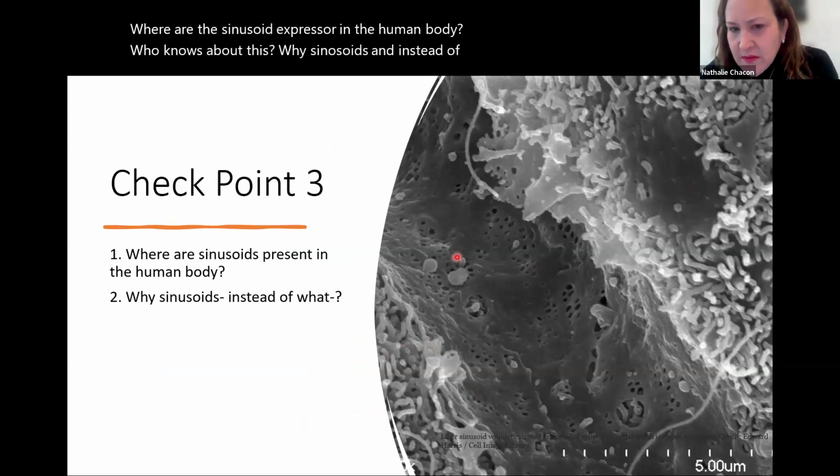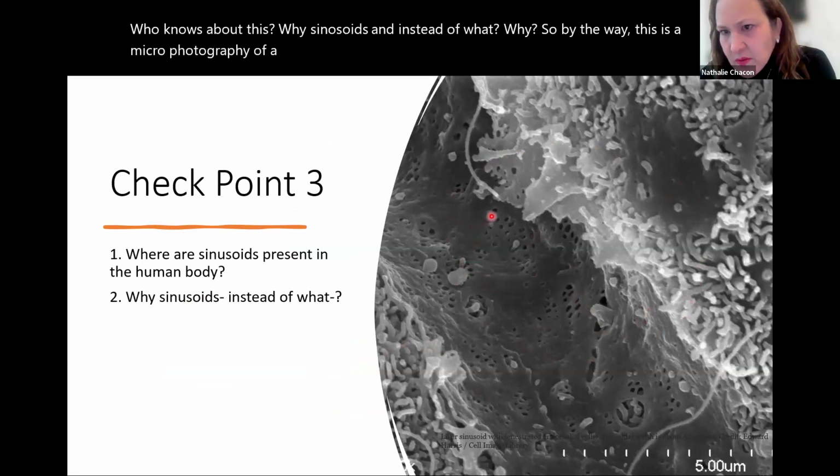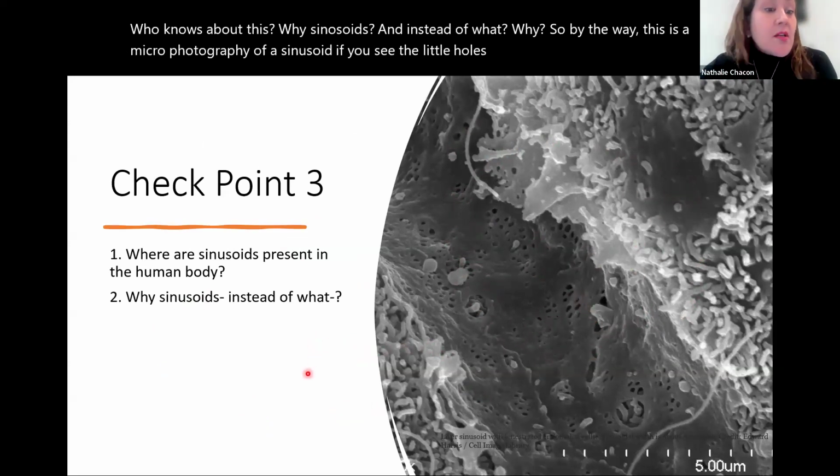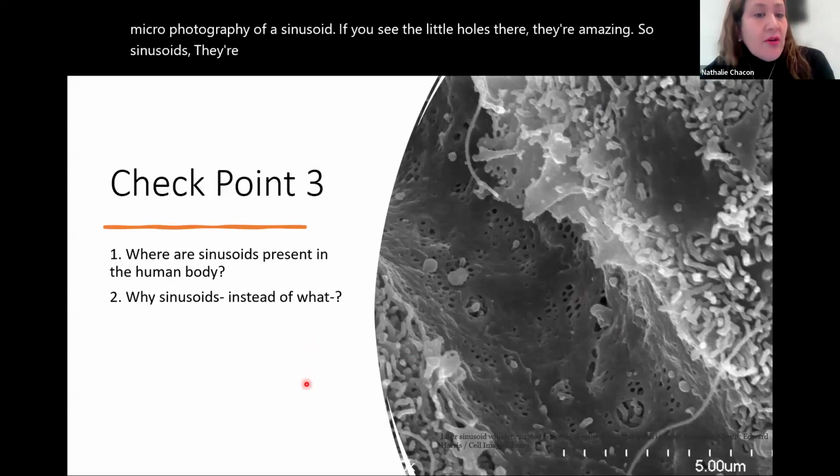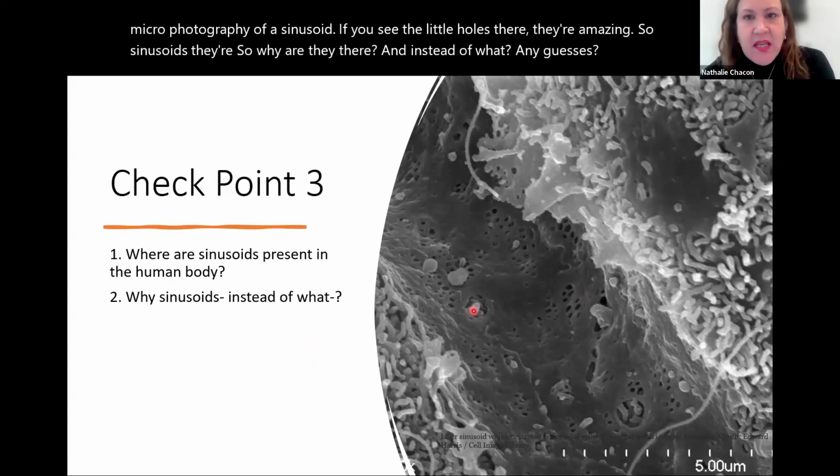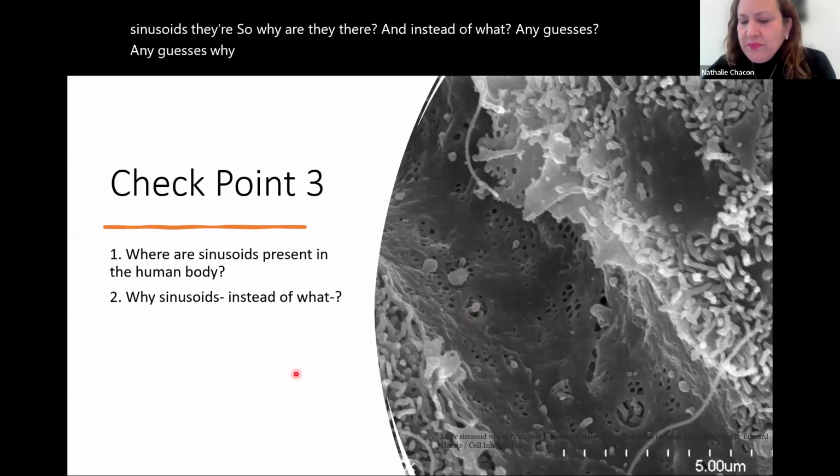So, by the way, this is a microphotography of a sinusoid. If you see the little holes there, they're amazing. So sinusoids, there's a why. Why are they there? And instead of what? Any guesses? Why sinusoids? And what is a sinusoid? So, no guesses. Okay, let's go on.